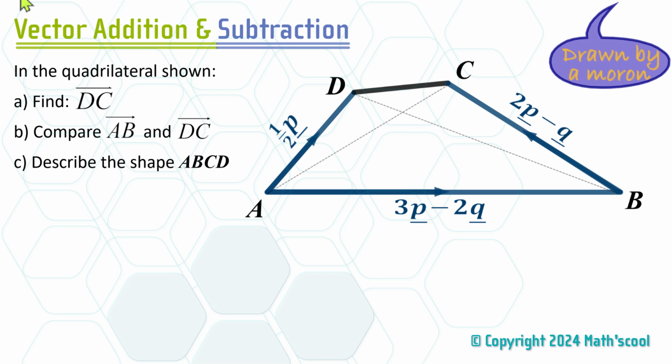Okay, vector addition and subtraction. In the quadrilateral shown, find the vector D to C. Okay, so what does this mean? Drawn by a moron? That's a bit cruel. Okay, usually these diagrams have "diagram not drawn to scale", but I thought that's a bit boring, so I just wrote "drawn by a moron". It rhymes. It's kind of a nice way of representing it.